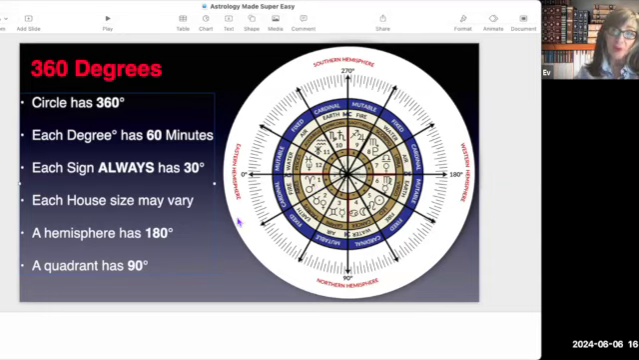in the perfect world of the natural zodiac has 30 degrees. So each section is 30 degrees. If you have two of these together, it's 60 degrees. When you have three together, it's 90 degrees. When you go all the way across and look at a hemisphere, which is the northern hemisphere, this is not a typo, that is 180 degrees.